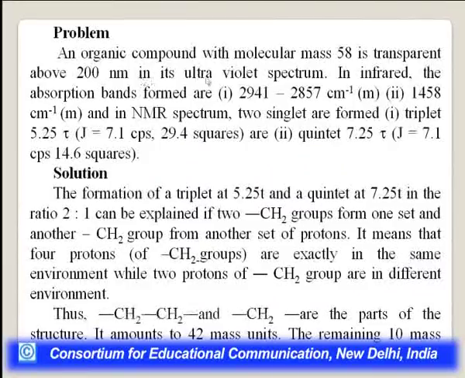So I hope you understood how you will proceed to elucidate or identify what kind of compound it should be. You have to keep everything together in mind: what the molecular formula given is, what the values of ultraviolet, IR and NMR are, and in this way you will definitely be able to solve the problem.